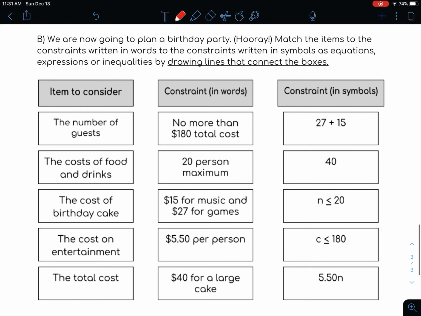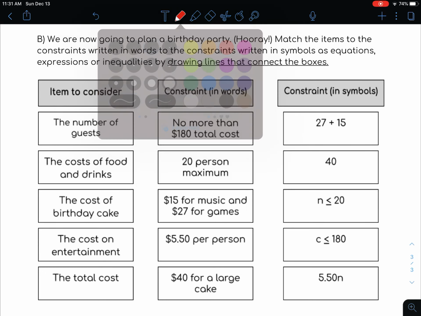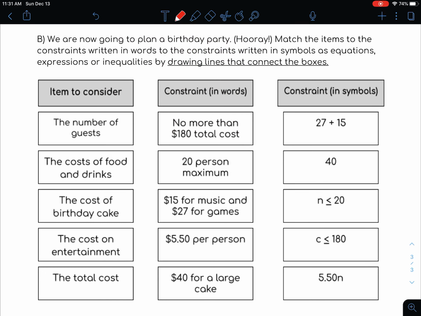So let's just think about these things that we need to consider and think about the constraints. Like I said, the constraints exist both inside of a problem and kind of around a problem. So we are now going to plan a birthday party. So we just keep on this party theme right here. Match the items to the constraints written in words to the constraints written in symbols as equations, expressions, or inequalities by drawing lines that connect the boxes. All right, so let's go ahead and do that.